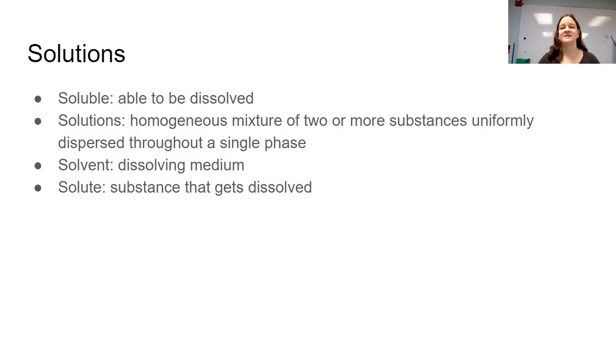So soluble means you can dissolve it. When you have a substance that is soluble, the substance that gets dissolved is the solute. The substance that does the dissolving is the solvent. So in our saltwater example, the water is the solvent and the salt is the solute.